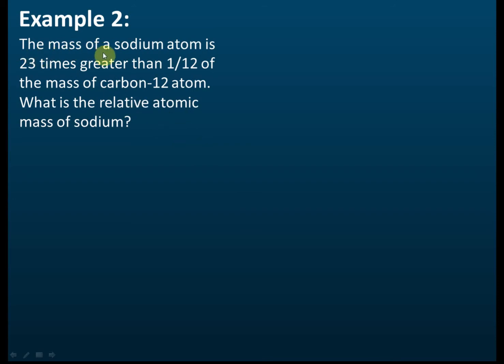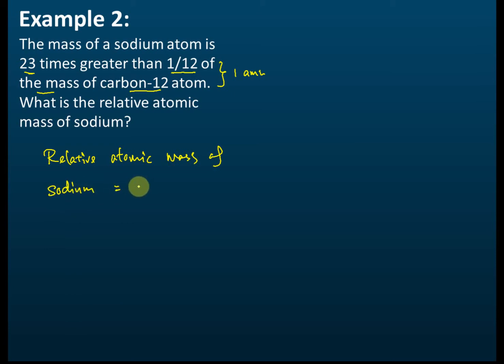Example 2, the mass of a sodium atom is 23 times greater than 1 over 12 of the mass of a carbon 12 atom. So what is the relative atomic mass of sodium? This 1 over 12 of the mass of a carbon 12 atom is equal to 1 amu, right? If the mass of a sodium atom is 23 times greater than 1 amu, therefore the relative atomic mass of sodium will be equal to 23, because it's 23 times greater than the standard reference. So that is the meaning of relative atomic mass: how many times the mass of an atom is in comparison with the standard reference. The standard reference is equal to 1 amu.